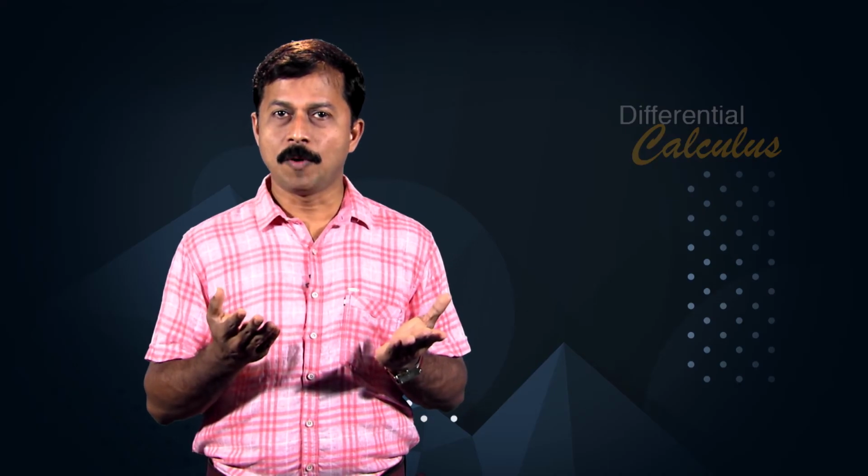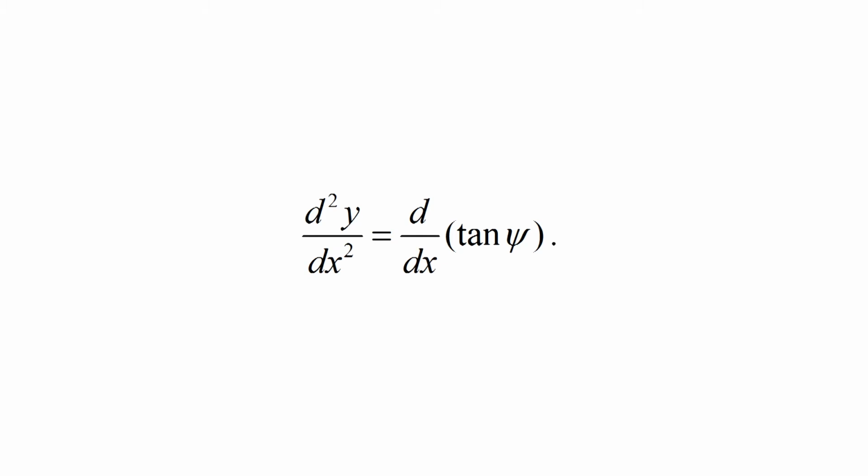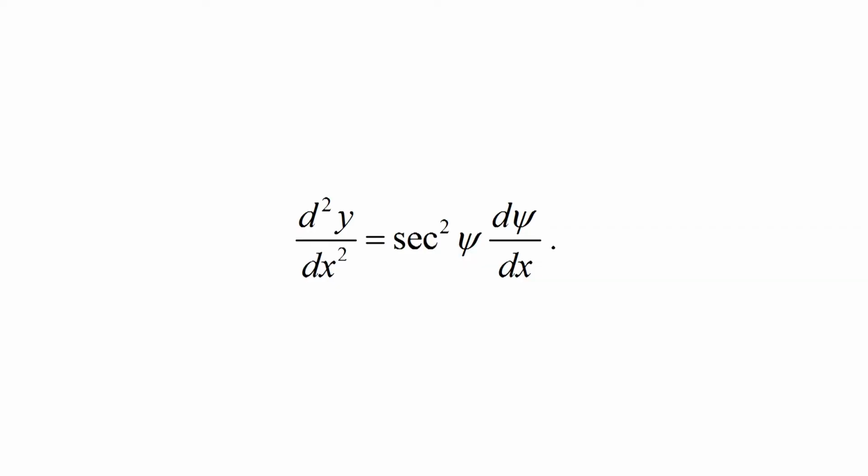The above can be obtained by noting the following also. Tan psi is the slope of the tangent to the curve at the point P. Hence, tan psi is the same as the value of dy by dx evaluated at the point P. Now, we find the second derivative of y with respect to x by differentiating this equation. d square y by dx square is equal to d by dx of tan psi. Now, we apply the chain rule of differentiation to get d square y by dx square is equal to sec square psi times d psi by dx.